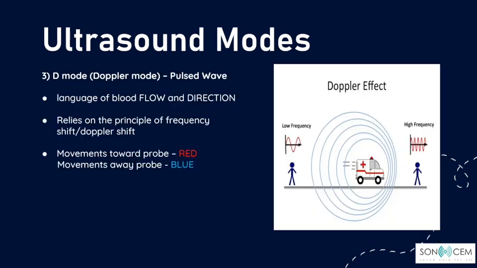D mode or Doppler mode relies on the principle of Doppler shift, which is a difference between transmitted and received frequency. This mode shows blood flow and blood direction. As depicted in this image, if the sound source represented by the ambulance with the siren moves towards the receiver, the sound gets squeezed, producing a high frequency or a high-pitched sound, represented as a positive Doppler shift coded as red. And if the siren moves away from the receiver, the sound gets stretched, producing a low-pitched sound or a low frequency, making a negative Doppler shift, usually coded as blue.